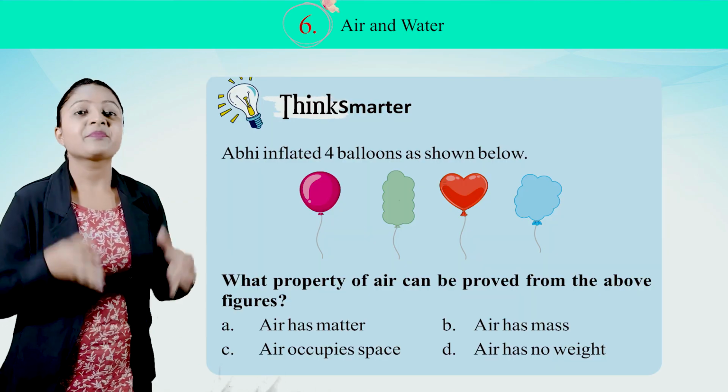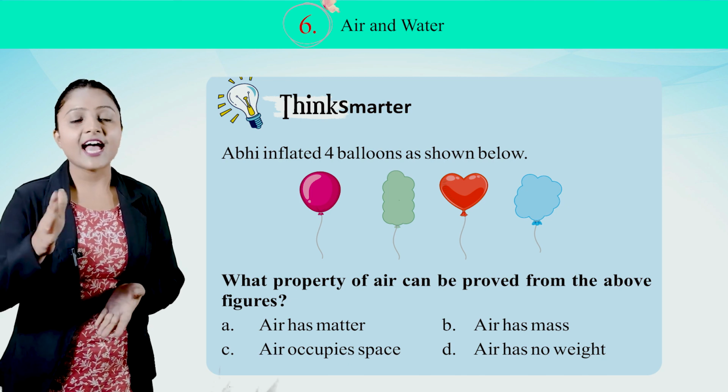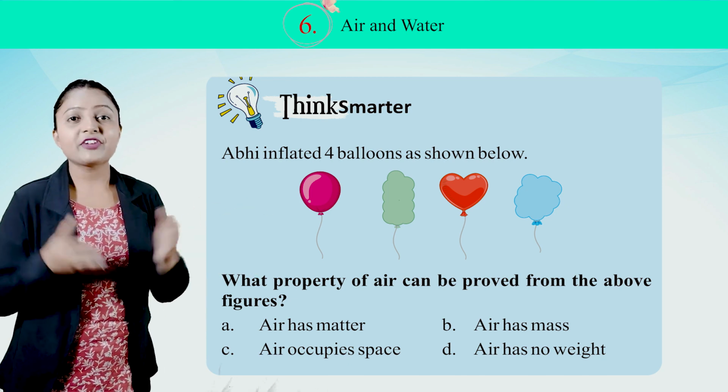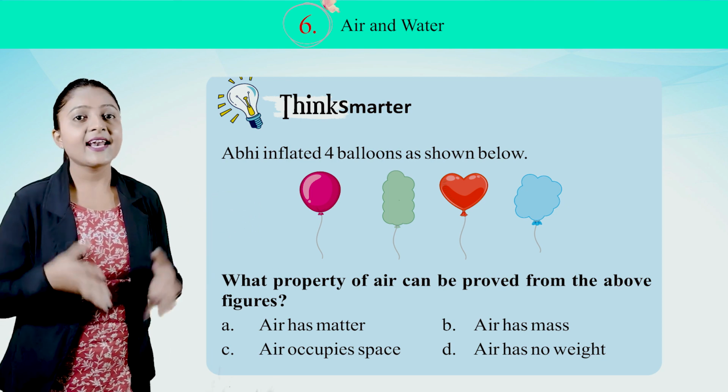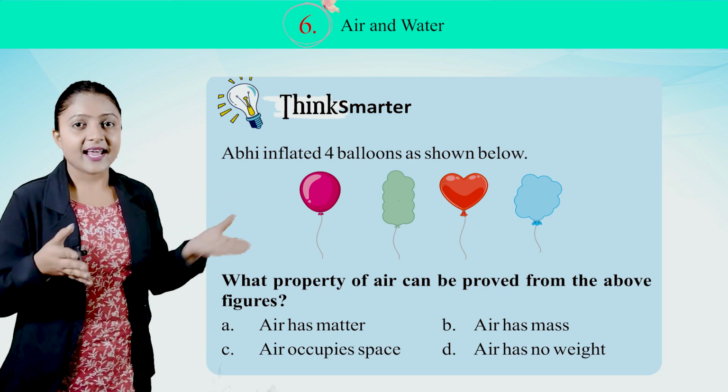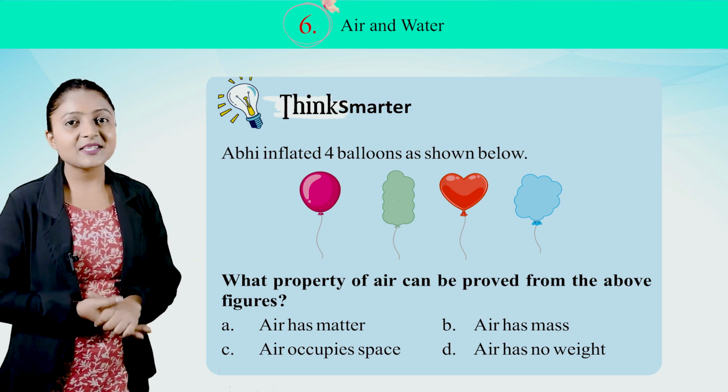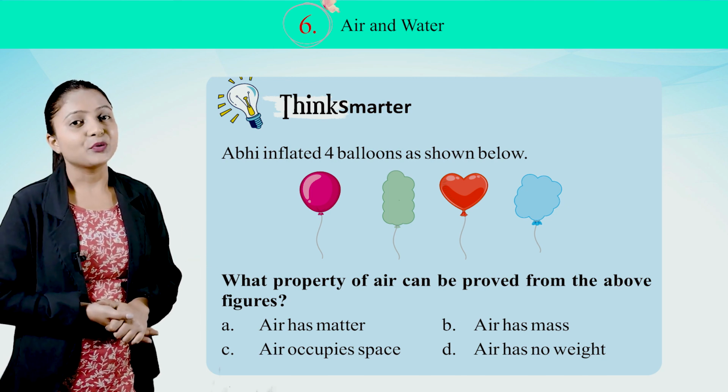Think smarter. Abhi inflated 4 balloons as shown below. What property of air can he prove from the above figures? A. Air has matter. B. Air has mass. C. Air occupies space. D. Air has no weight.